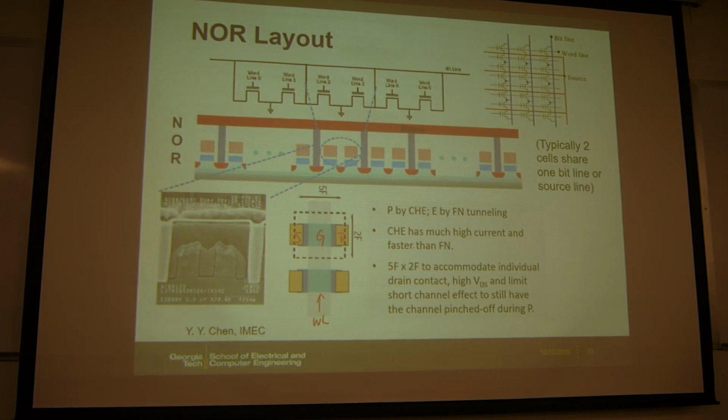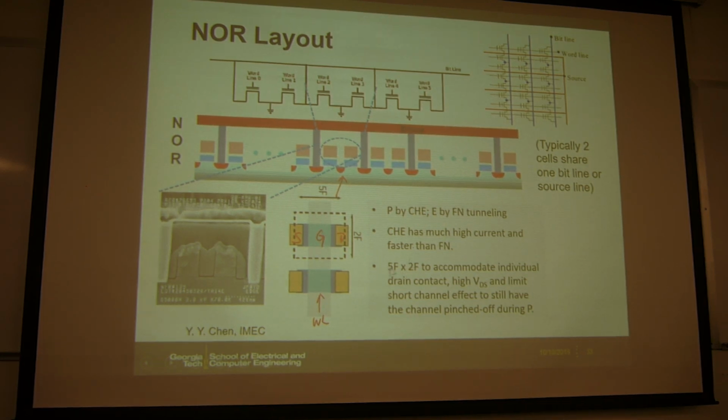So you can correspond this layout to this cross-sectional view, and then to the schematic, this one, and then to the array architecture like this. So again, the NOR flash, as we discussed before, the programming is by the channel hot electron, and the erase is by the FN tunneling.